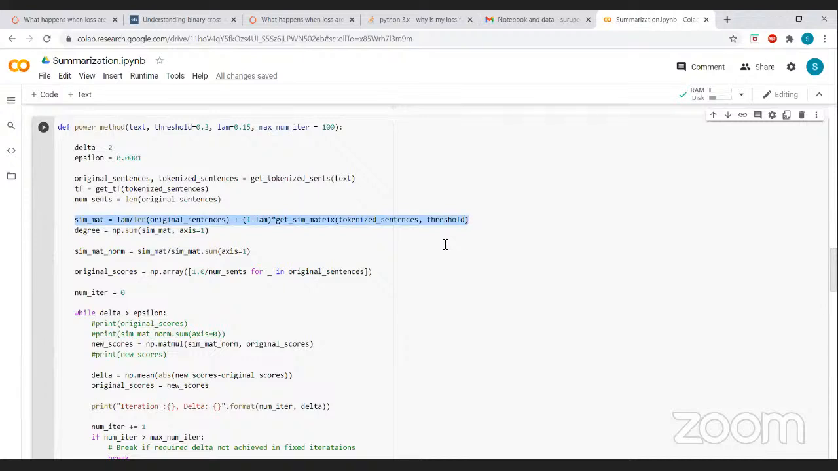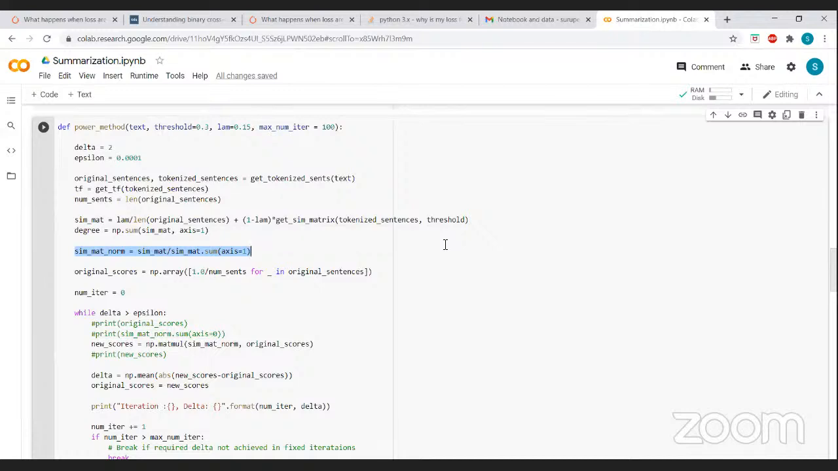Okay. So now what we do is we normalize SimMat. SimMat norm is where we divide each row by the sum of that row. That's how we normalize it. So now if you take the sum along the rows for SimMat norm, you should get one for each of the rows. You can print that and check.